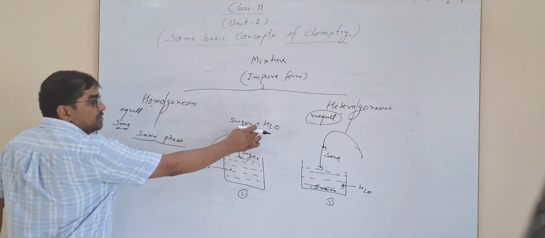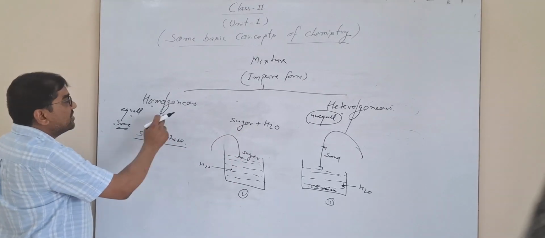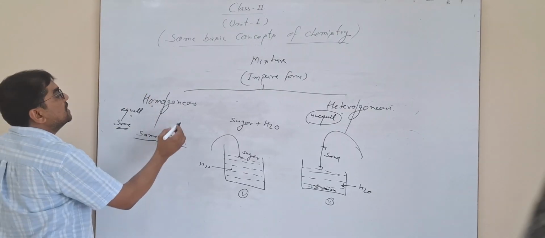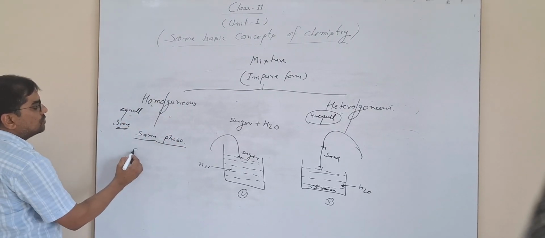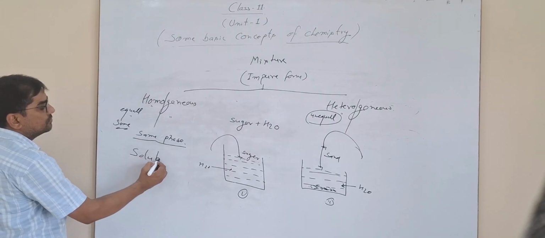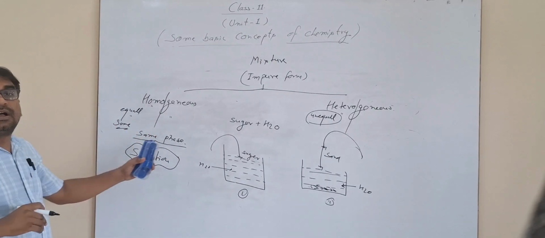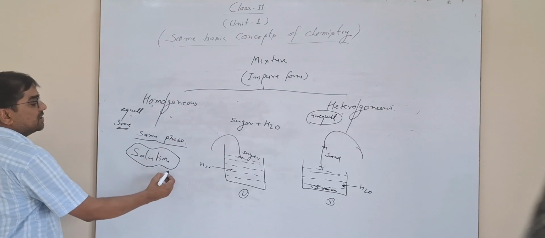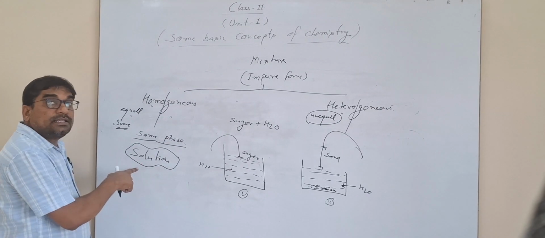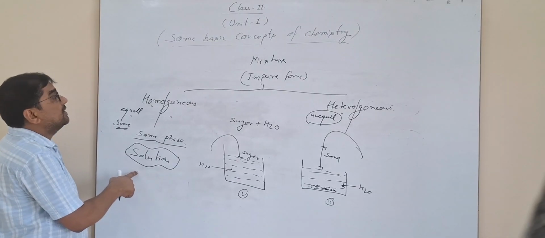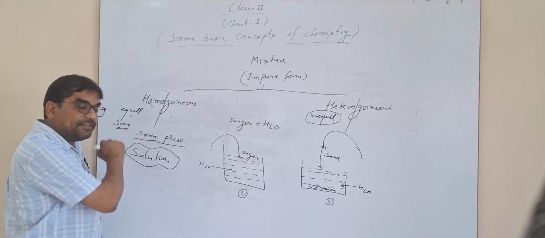While with sugar mixed in water, all the components exist in the liquid phase. That's why it is homogeneous. All homogeneous mixtures are also called solutions. Solutions are the homogeneous form of a mixture. So a solution is not a pure form of matter, it is an impure form of matter in which all the components exist in the same phase.